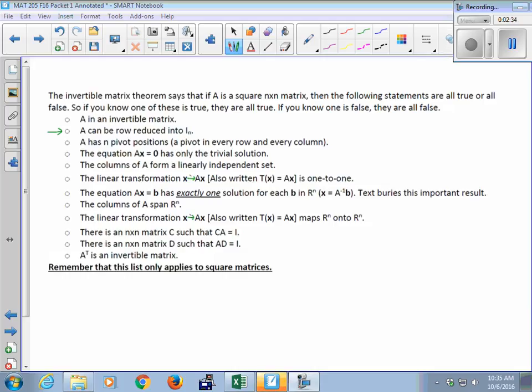And you can use that fact to talk about a lot of stuff. Because if you can row reduce into the identity, that means you have a pivot in every row and a pivot in every column, which means you have n pivot positions. And then all of these other things are things we've already talked about in chapter 1. It means the columns of the matrix are linearly independent, which is the definition of that the matrix equation AX equals 0 has only the trivial solution. It means that the linear transformation T of X equals AX is 1-to-1 and onto, and means that the solutions to AX equals B are unique.